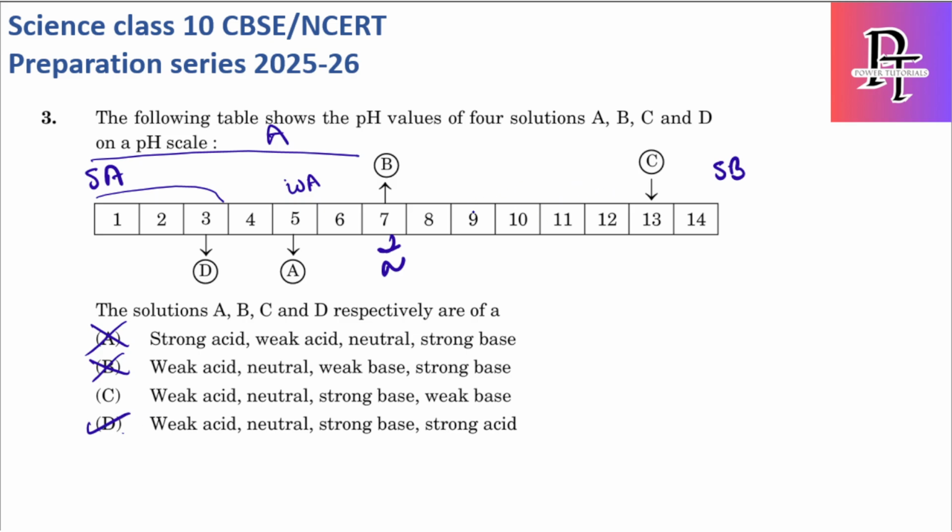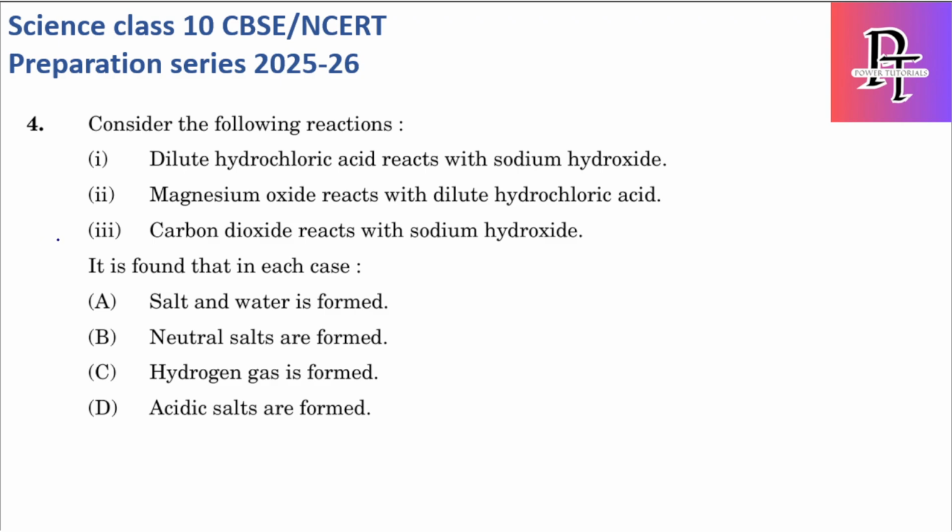If it is somewhere here, then it belongs to base. If it is here, then it belongs to acid, and this is called weak acid. Why? Because it is closer to 7. 1, 2, 3 are strong acids. 4, 5, 6 are weak acids. Okay, on to the fourth one.